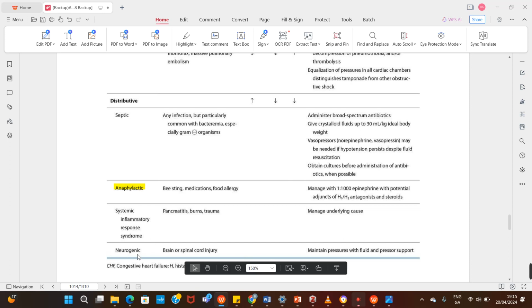Then the last is neurogenic shock. Neurogenic is what I like because it's a little bit different from the others. We should not fall into that trap. I don't like it because it's easy to miss, but please always watch out for neurogenic shock. Somebody that has a brain injury or a spinal cord injury, and the person is having vasodilation because of the cut-off of the sympathetic chain.